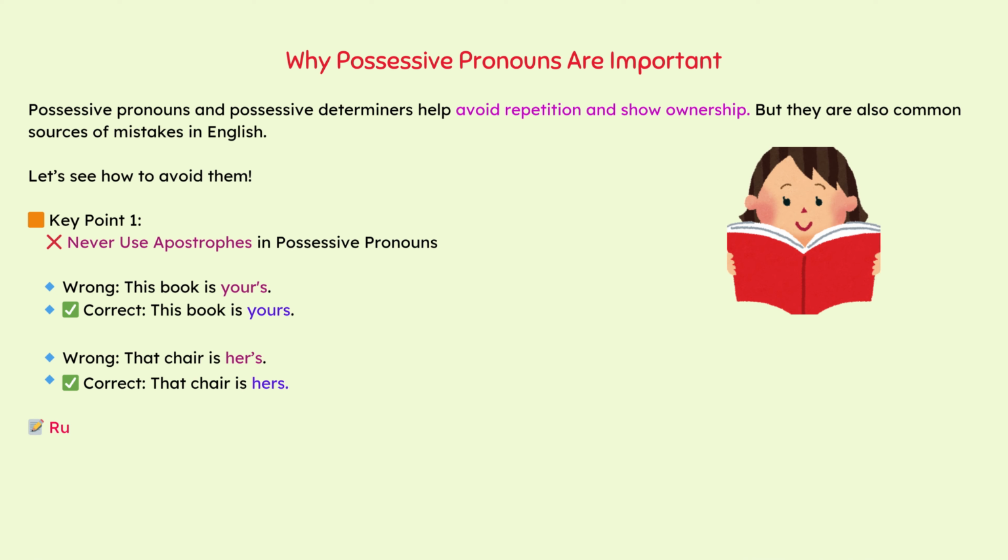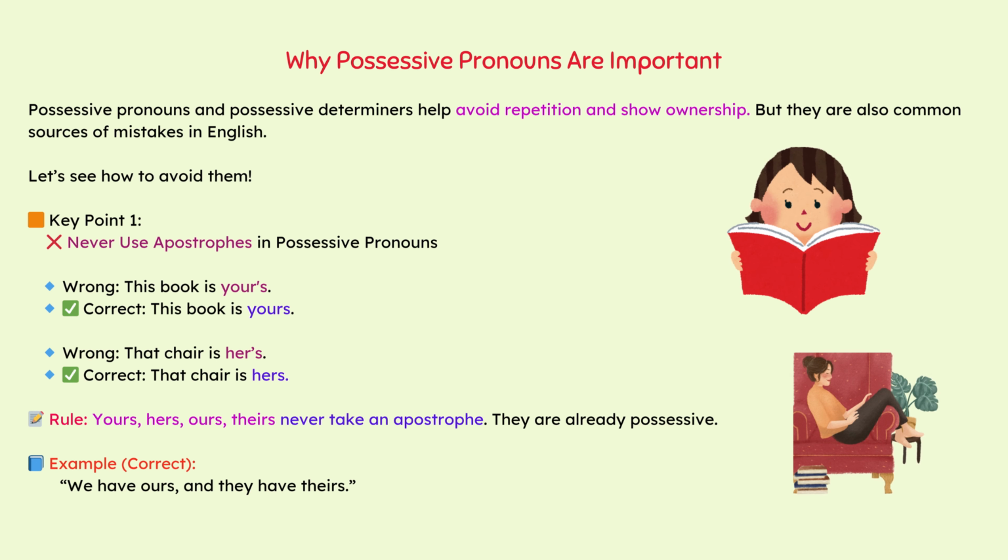Why possessive pronouns are important. Possessive pronouns and possessive determiners are super useful because they help us avoid repeating nouns and clearly show who owns what. But they're also tricky. Many English learners make mistakes with them. Let's look at how to avoid one of the most common mistakes.